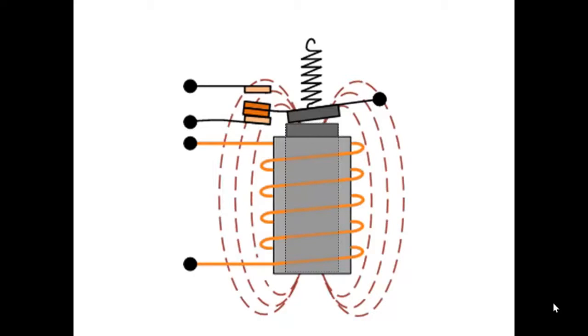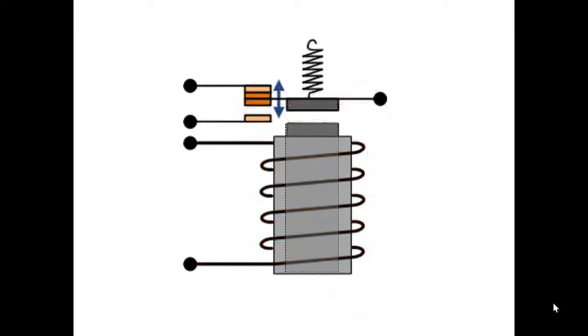I also added a little flex in the contact to show that the contacts are designed to have a slight wiping action when they make and break contact. That's to clean off any carbon caused by an arc and leaves a little carbon trace. So these contacts kind of are self-cleaning.